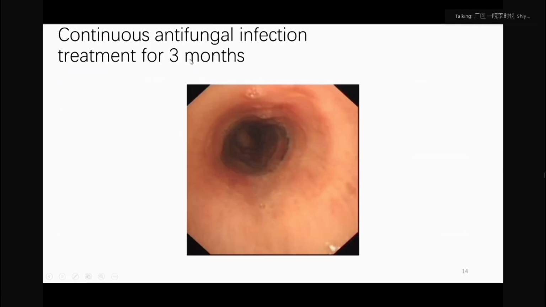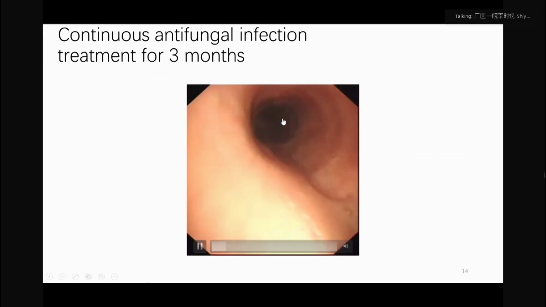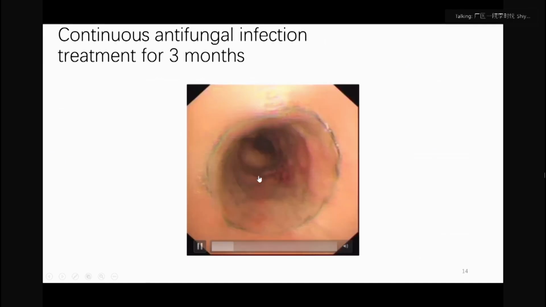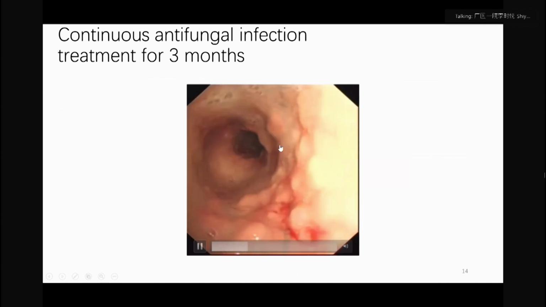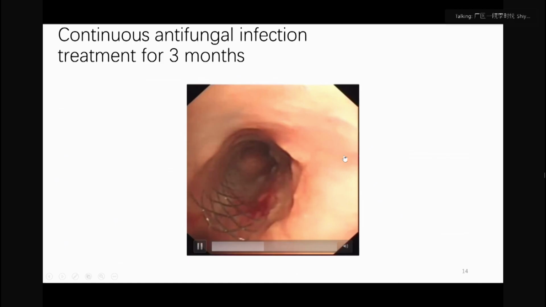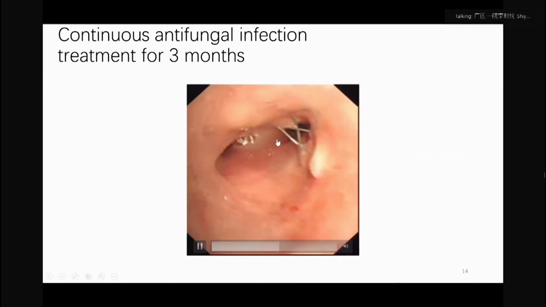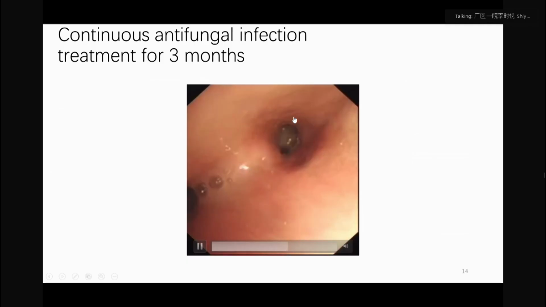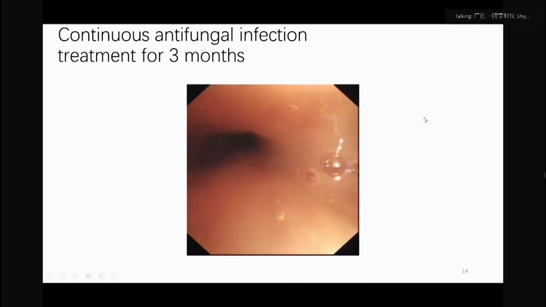And after continuing antifungal infection treatment for 3 months, you can see here the stent is in place with the contact smooth, and no granulations here. So this patient recently also had a follow-up. So far he has lived for 5 years.